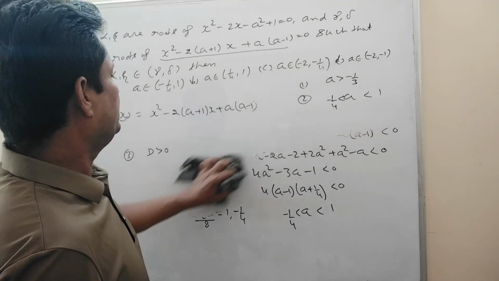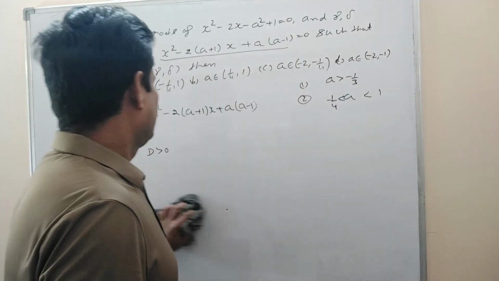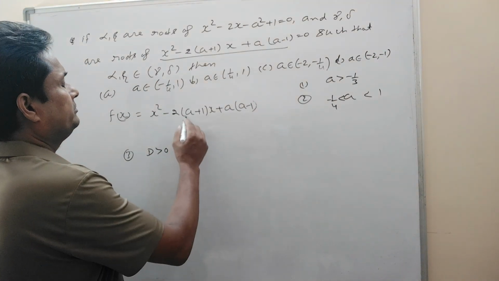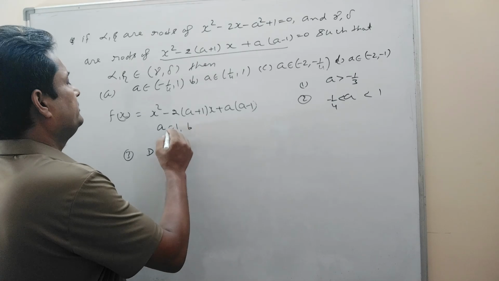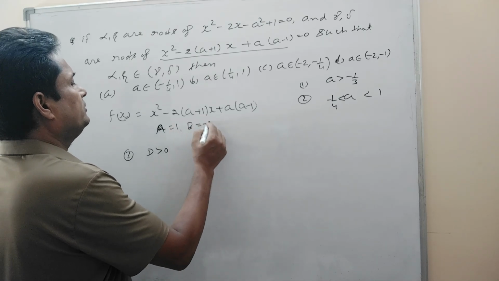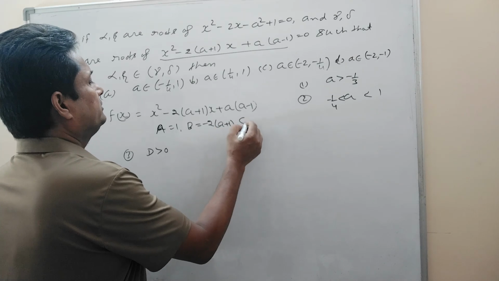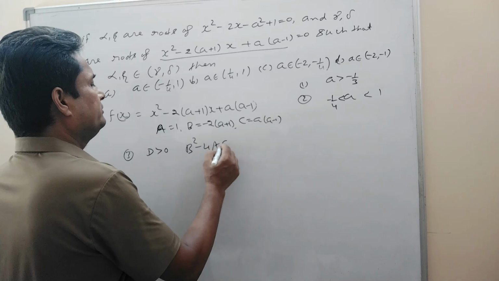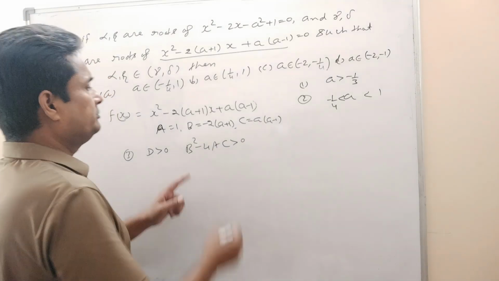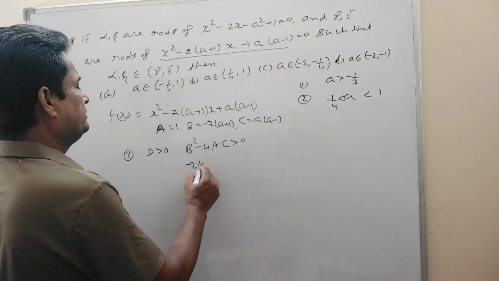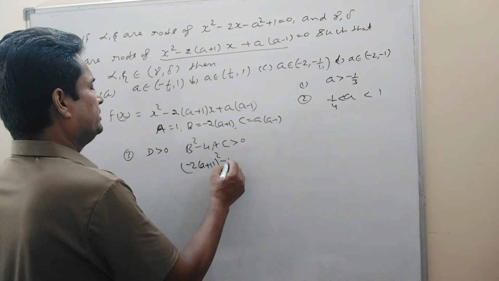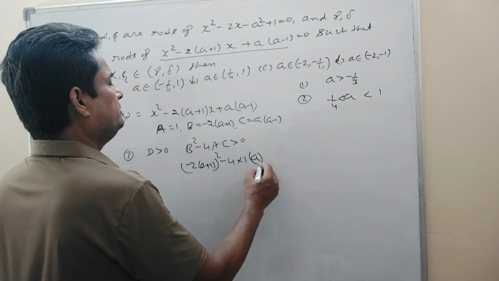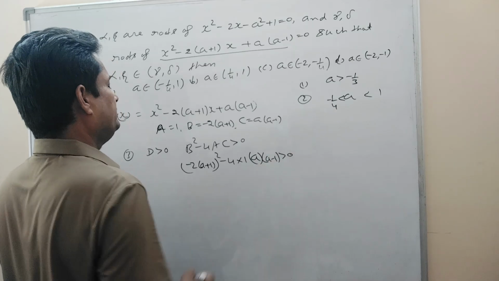Now solve the third condition. What is the discriminant of this equation? Discriminant d greater than 0. Here a is 1, and b is minus 2 times a plus 1, and c is a into a minus 1. So discriminant is b square minus 4ac and it will be positive. So b is minus 2 times a plus 1, squared, minus 4 into 1 into c. C is a into a minus 1. This is greater than 0.